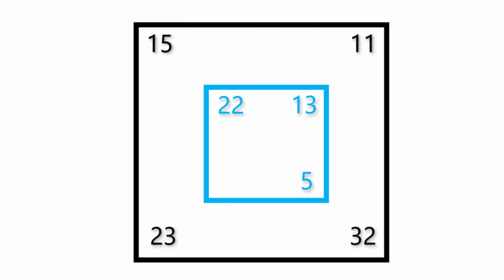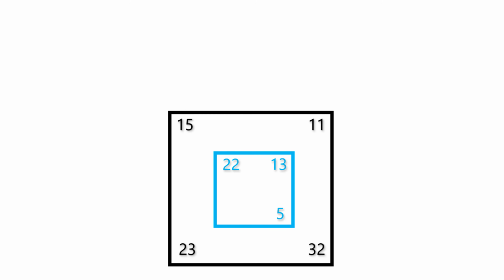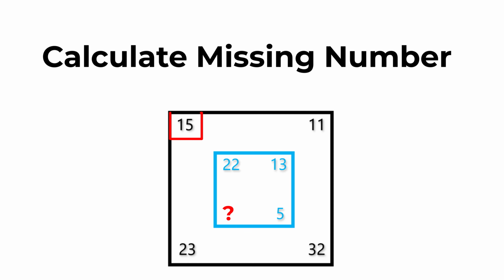You're presented with two squares. The smaller square is inside the larger square. Both squares have numbers in the corners. The larger square has numbers 15, 11, 32, and 23. The smaller square has numbers 22, 13, 5, and one number is missing. And this is the number you need to calculate.